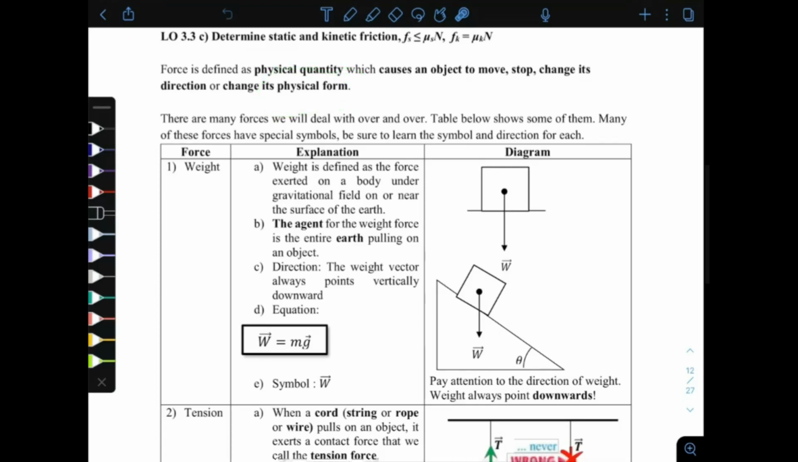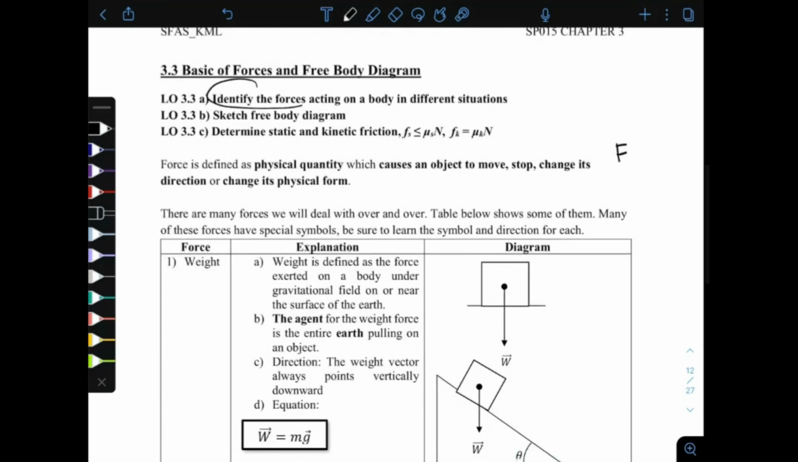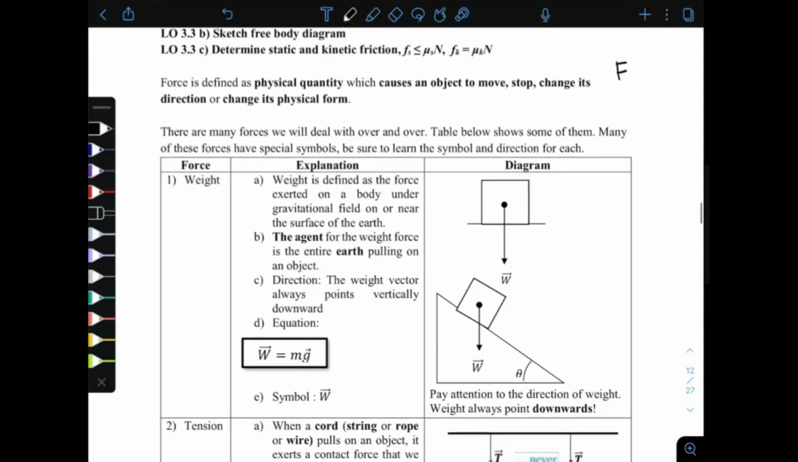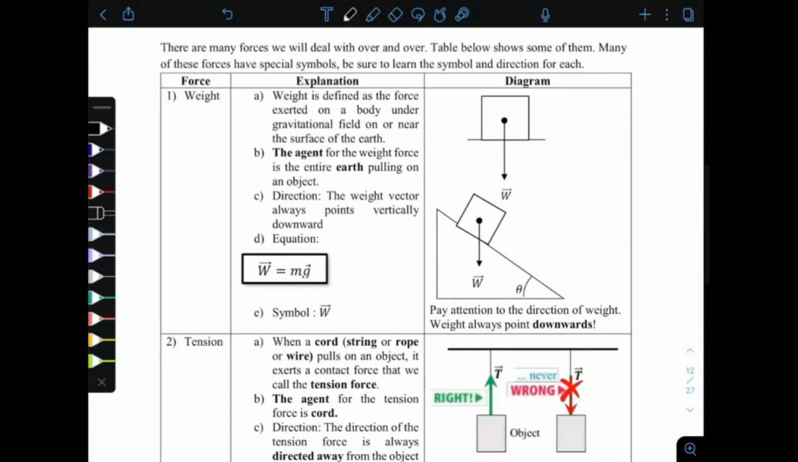There are many forces we will deal with over and over. Table below shows some of them. Alright. However, most of the forces, kita ada symbol yang we associate to them. In general, we use the symbol F to associate for force. But now in this chapter, we are going to identify the forces. Maksudnya dia ada beberapa jenis forces. And we are going to associate the respective symbol for the respective forces. For example, we are going to look at the first type of force here, which is weight.